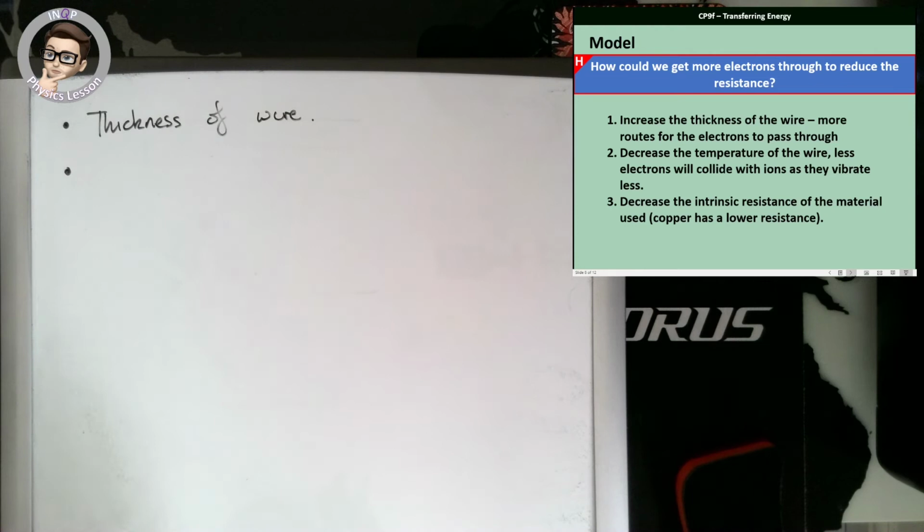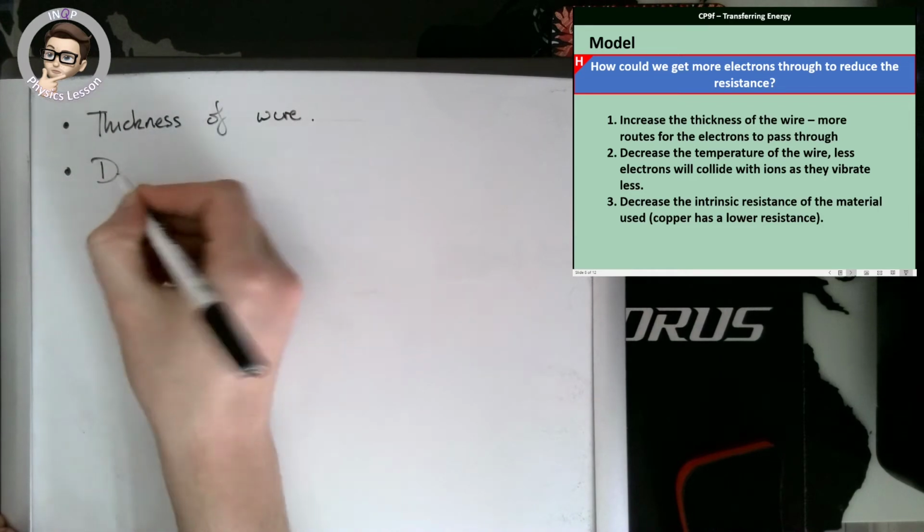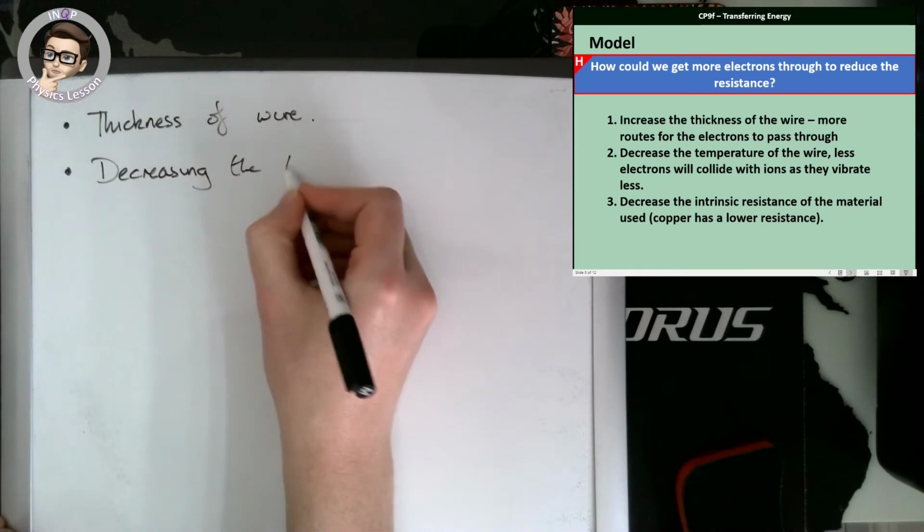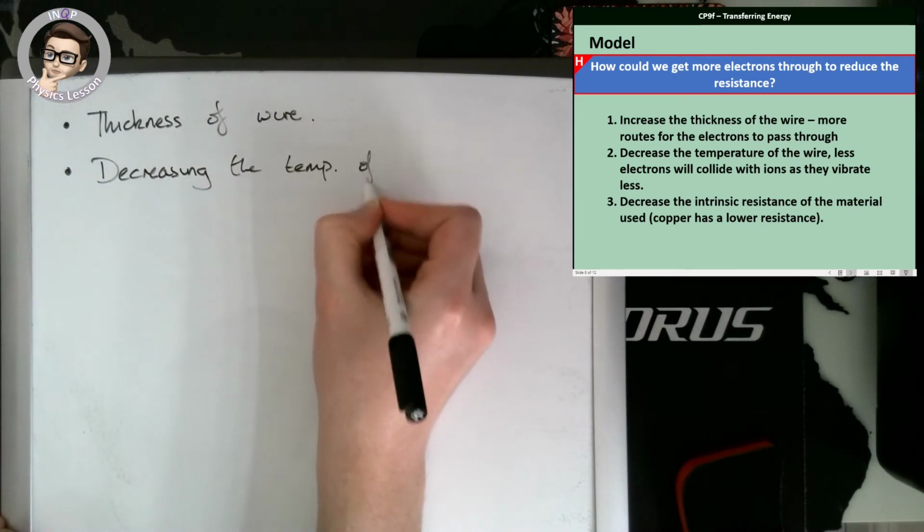Okay, so the second one is related to the fact those ions are vibrating. If the ions are vibrating, then more electrons are going to collide with those ions. But how can we reduce that vibration? Well, we can reduce the temperature of the wire. If we drop the temperature of the wire, then the ions aren't going to vibrate as much, which means the electrons are not going to collide with them as much. So decreasing the temperature of the wire.